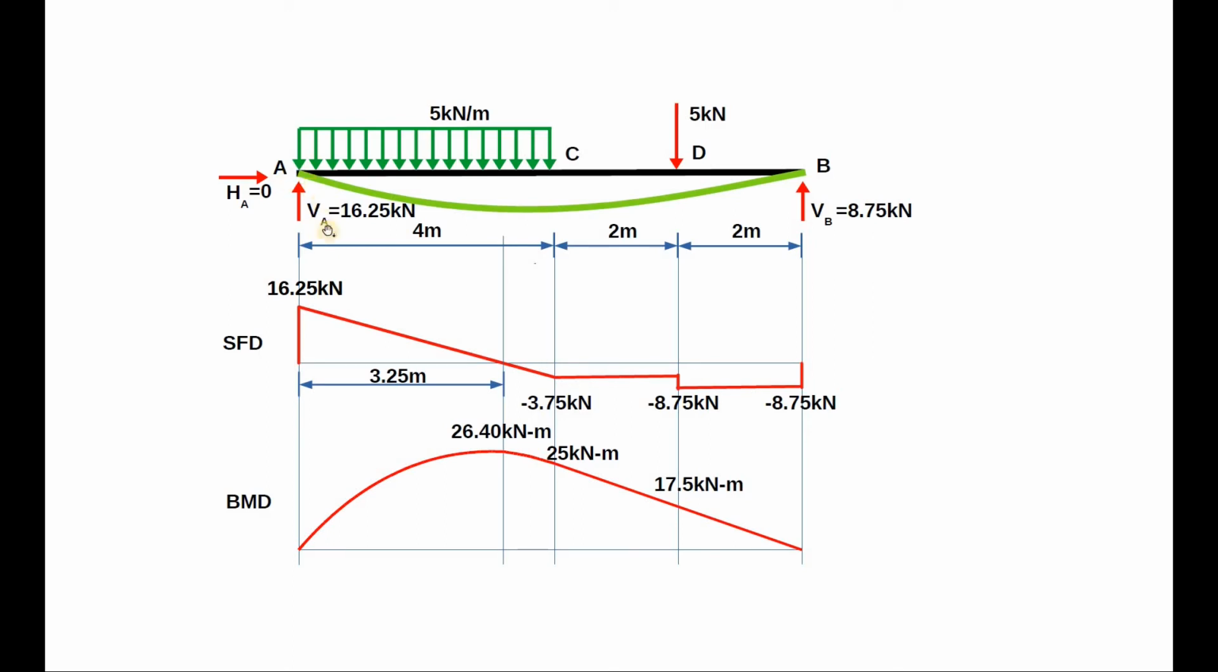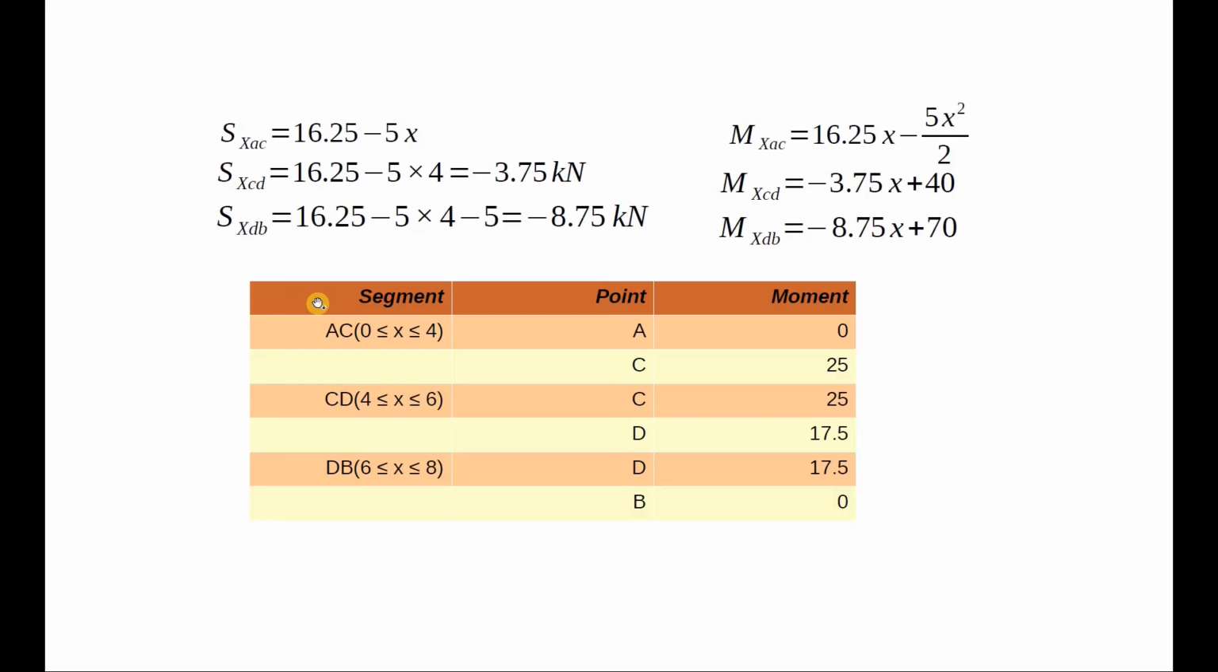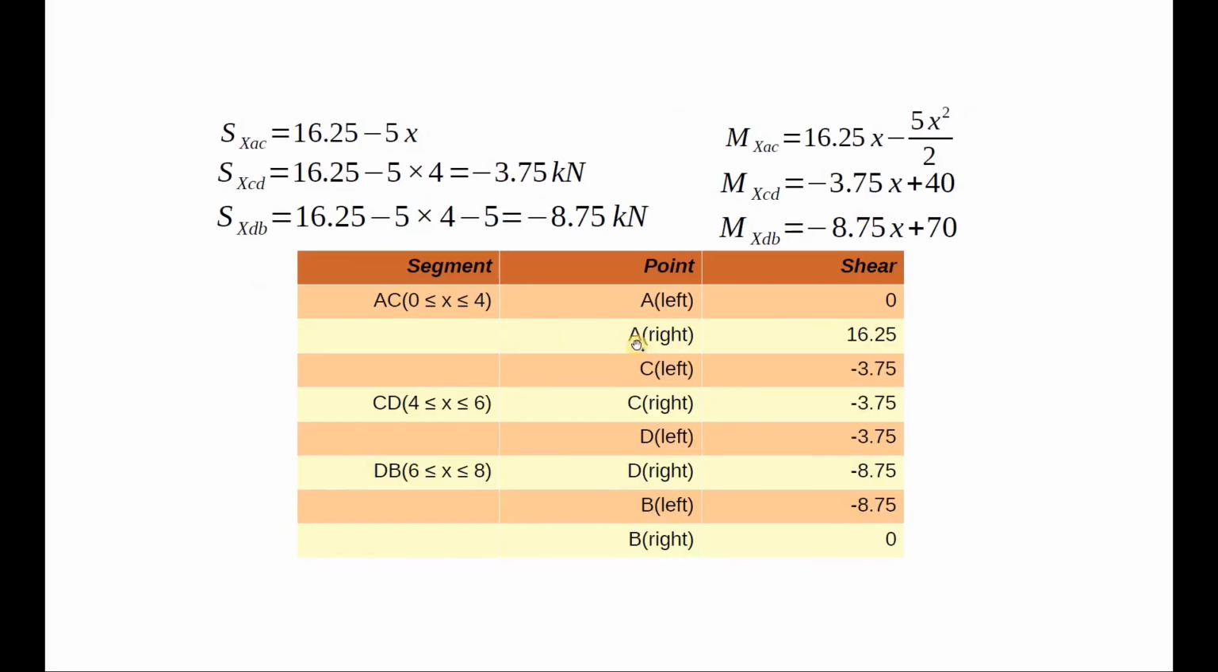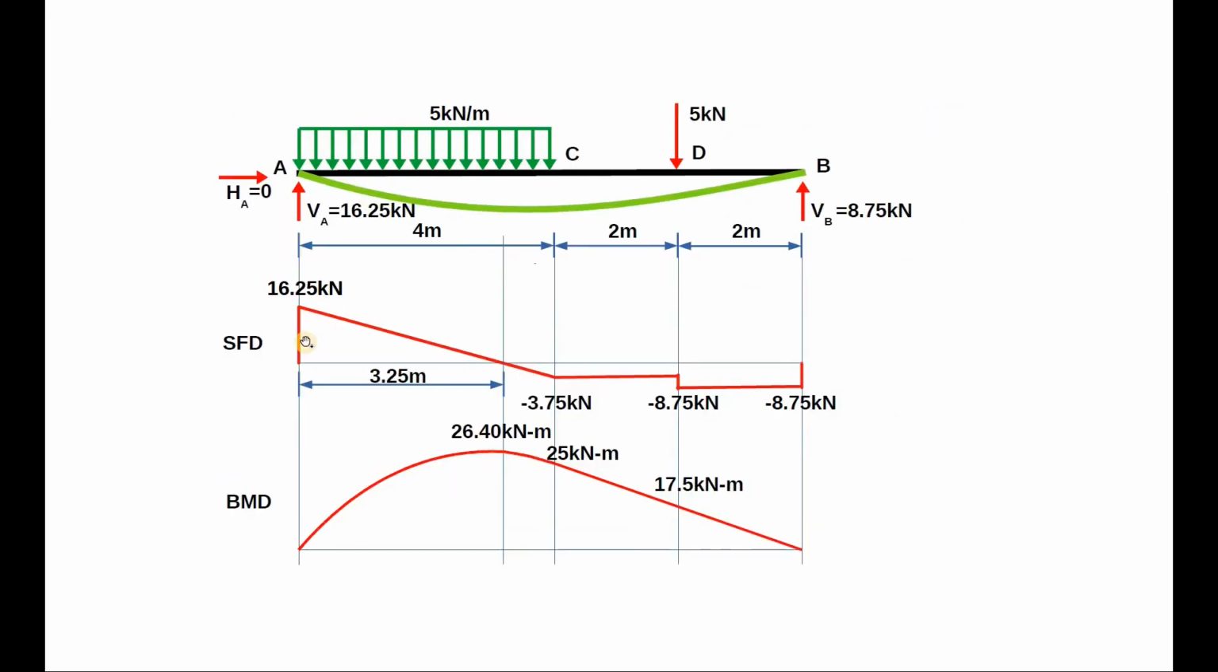As we cross point A, we have a reaction having a magnitude of 16.25 kilonewton. Looking at the shear force table, when we are just to the right of point A, we have a value of 16.25 kilonewtons. Hence, the value of 16.25 kilonewtons is plotted on the positive side of the baseline.